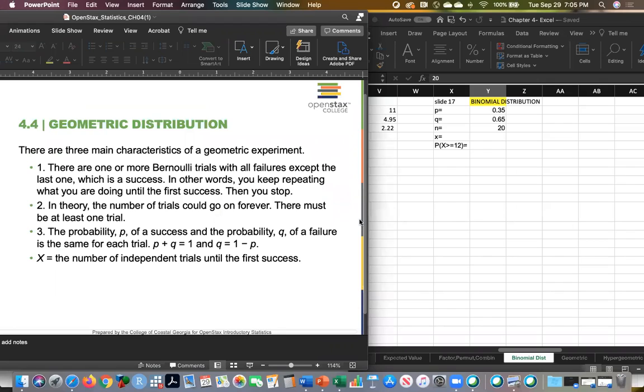So we have another type of distribution that is called the geometric distribution. There are 3 main characteristics of this geometric distribution. It's based on a geometric experiment. So there are 1 or more Bernoulli trials with all failures except for the last one.